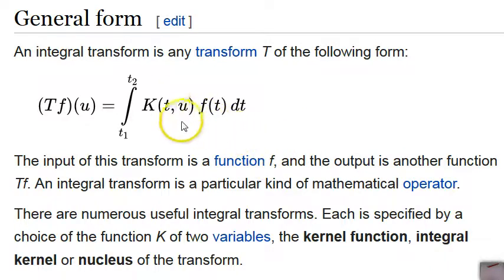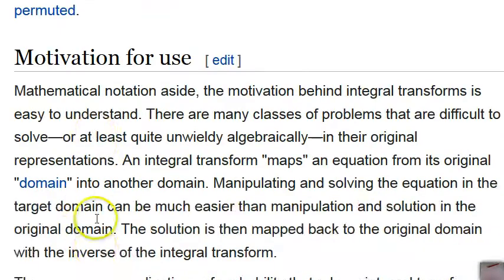You're going to multiply it by some function of t and u, integrate with respect to t, and what you'll get is a function of u. So you essentially change a function of t into a function of u. Why would you want to do this? Well, let me scroll down here.